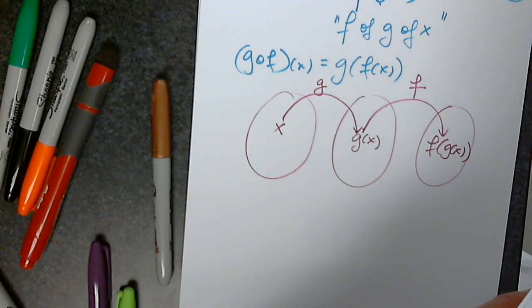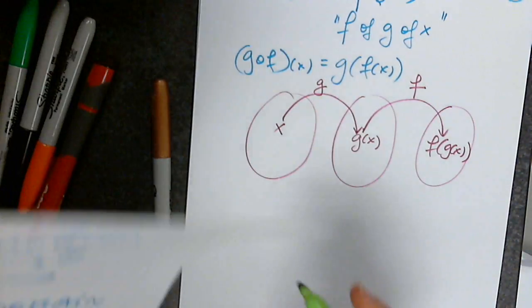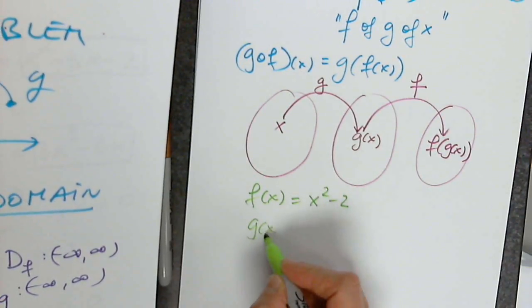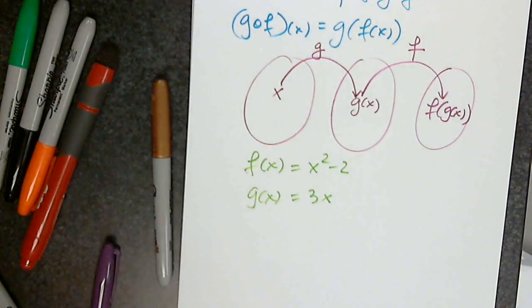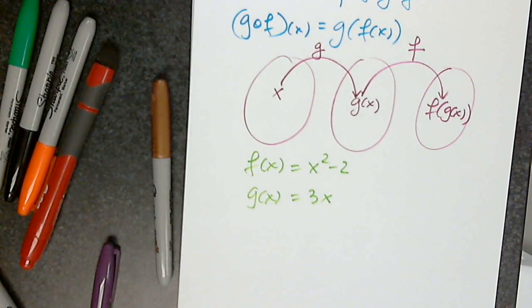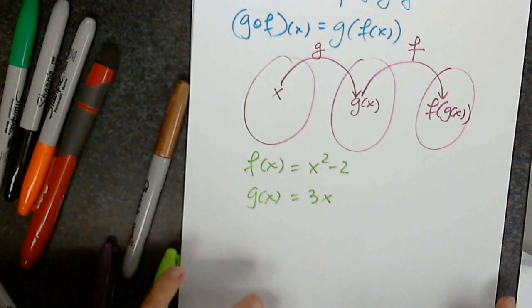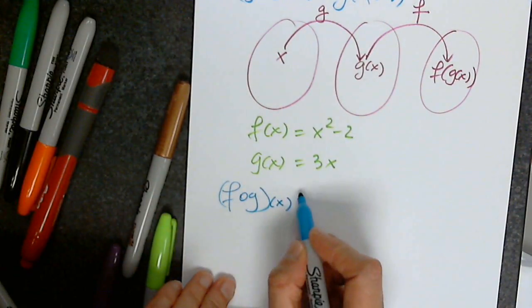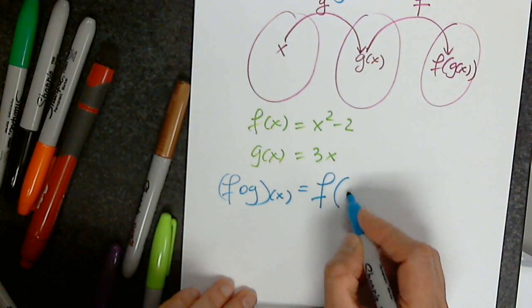We already had a problem, so let's continue and find for the same two functions the function composition both ways. Okay, so I'm copying the same thing. I have f of x equals x squared minus 2 and g of x equals 3x. And let's find any function composition we want. Let's find f comp g, let's find g comp f, let's find f comp f, and let's find g comp g. All four. Okay. So for f comp g of x, I have to write the definition, which is f of g of x.